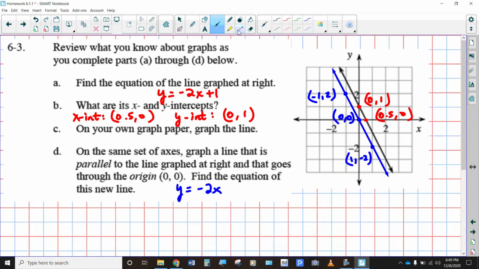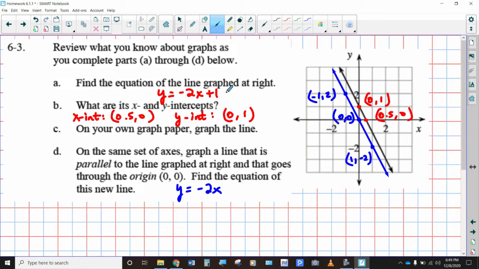All right, so moving on to something that is not new, something that's review. Let me just read it. Review what you know about the graphs as you complete parts A through D below. Okay, so find the equation of the line that passes, I'm doing a terrible job of reading. Okay, I have to do much better now or else we're gonna waste too much time. Find the equation of the line graphed to the right, and that's the black line. Okay, that was the original one.